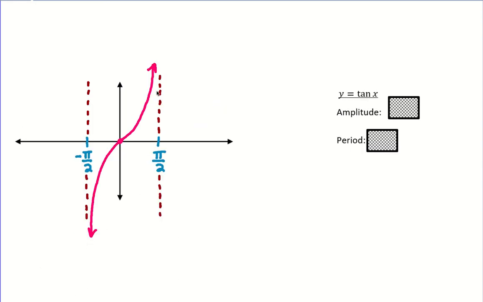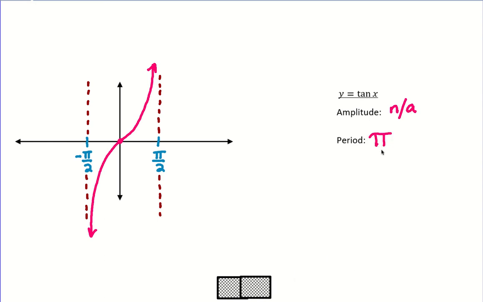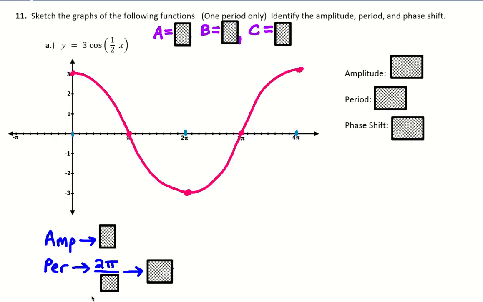And you should know the basic sketch of tangent. And you should know that the amplitude isn't really a thing, so it's not applicable. And you should know that the period is pi now. It's a different period than sine and cosine. Last couple problems.